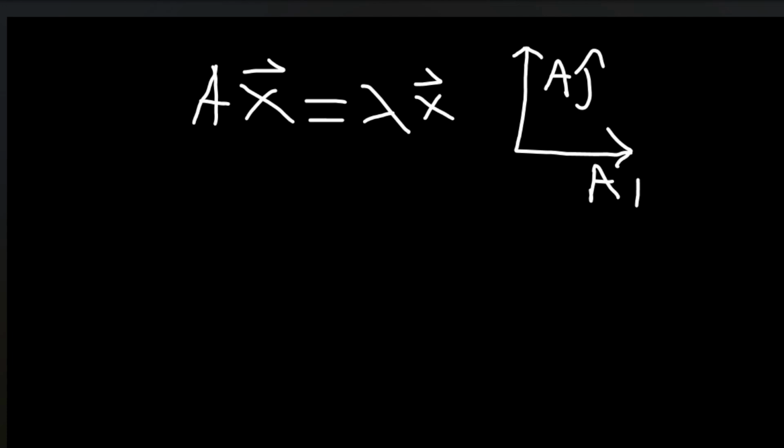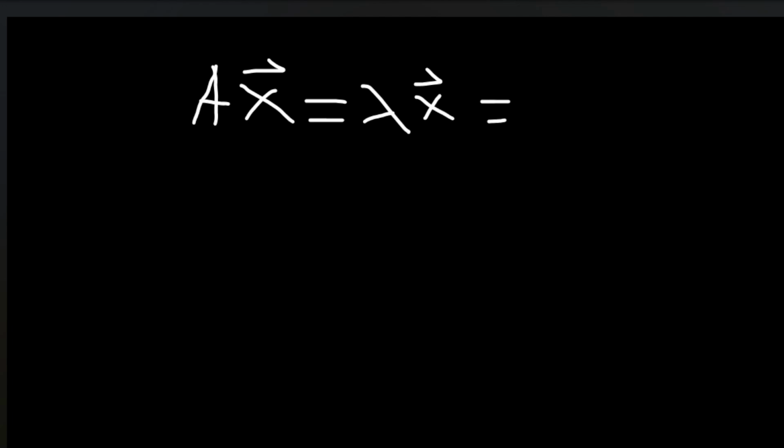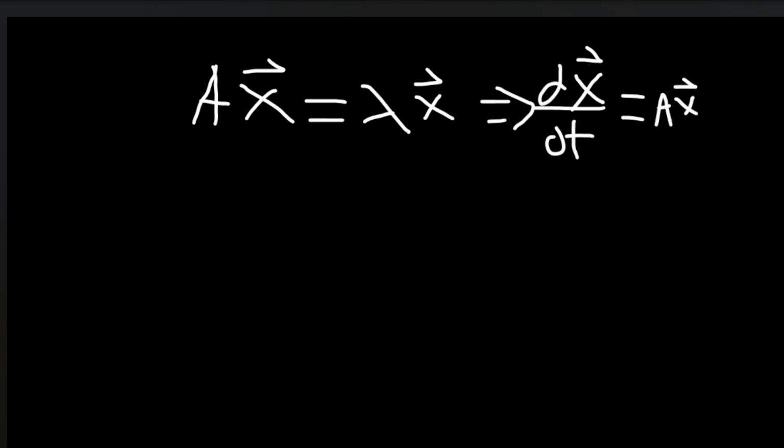So why is this important for differential equations? Well, it's important because if we have a system like this, where dx/dt is equal to A times x, you can essentially rewrite this as Ax is equal to the eigenvalue times the eigenvector.